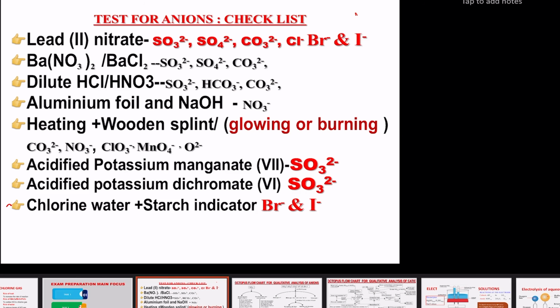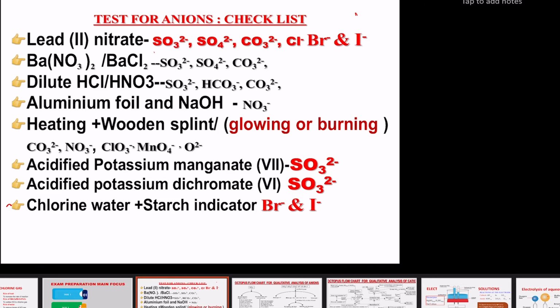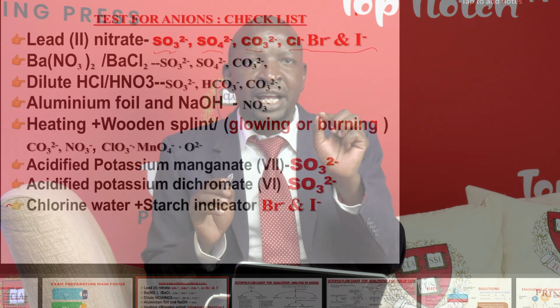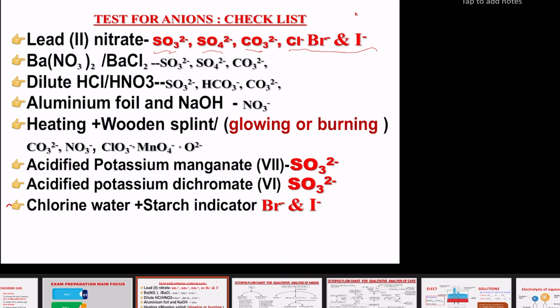So the first reagent that you're going to find in your lab is lead(II) nitrate. And when you see lead(II) nitrate, you have to understand what are the anions that are tested using lead(II) nitrate. The anions that can be tested using lead(II) nitrate are as follows. We have sulfite, we have sulfate, we have carbonate, then we have chloride, bromide, and iodide.